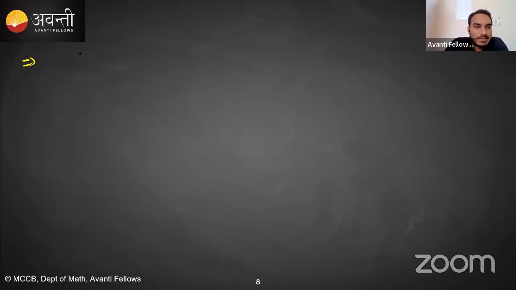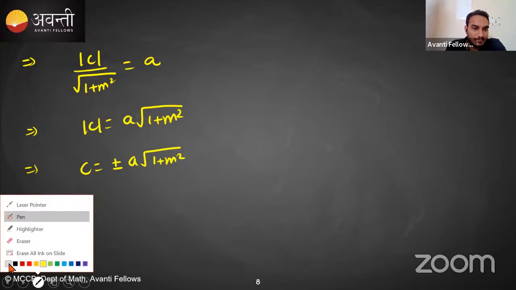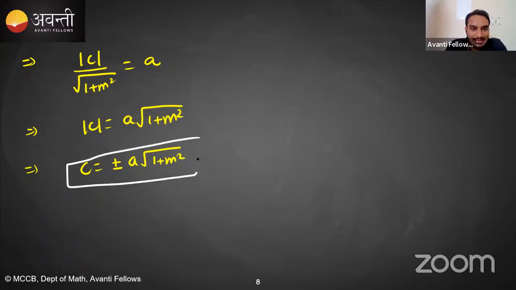Yes or no? So it implies |c| upon √(1 + m²) should be equal to a only. It implies |c| should be a times √(1 + m²). So c = ±a√(1 + m²). Is this clear, everyone? So this is a condition, known as the condition of tangency.